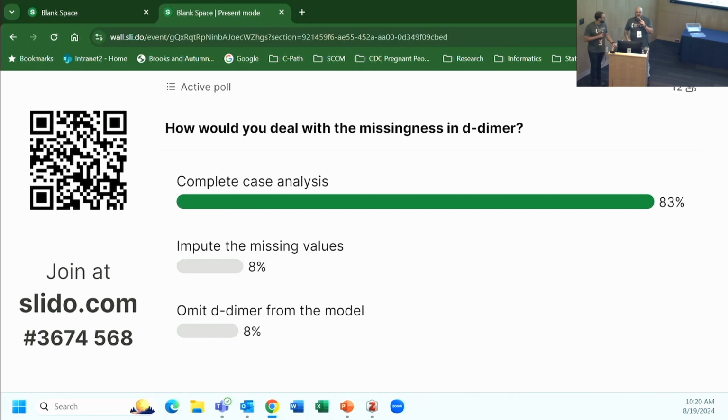Great question. So complete case analysis is where we only analyze those patients that have all of the data available. So if they were missing D-dimer, if they were missing LDH, we exclude them from the model.